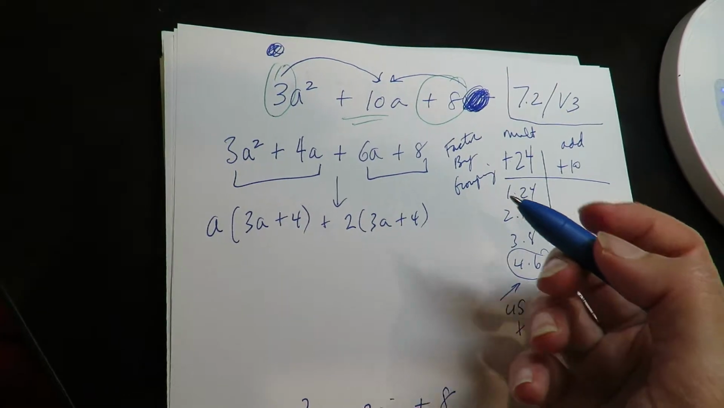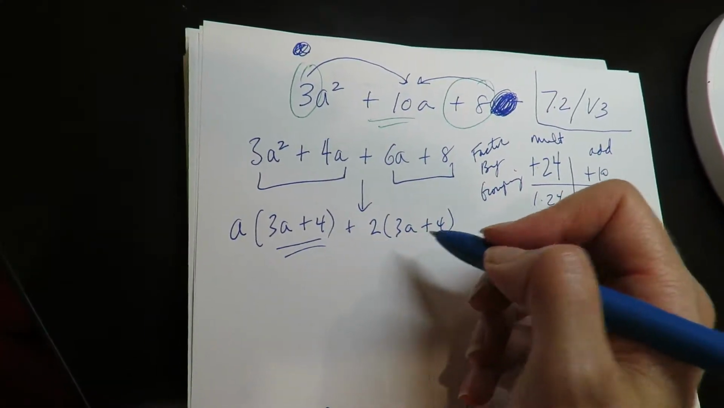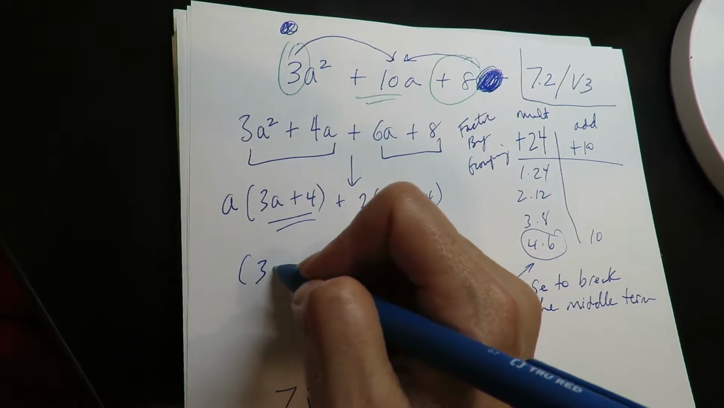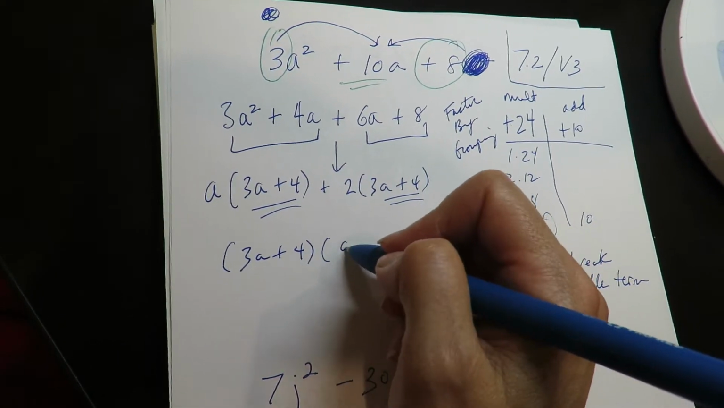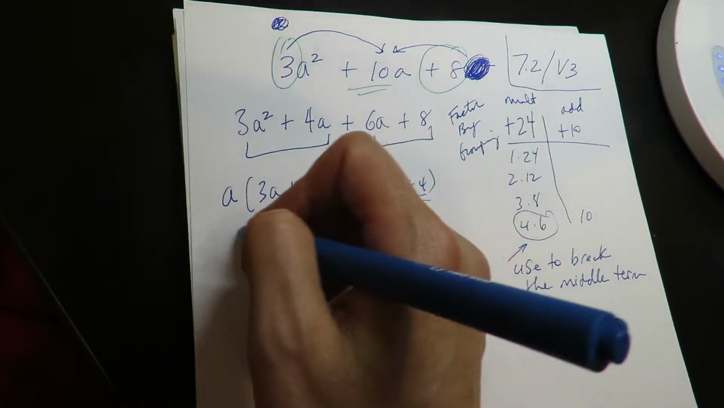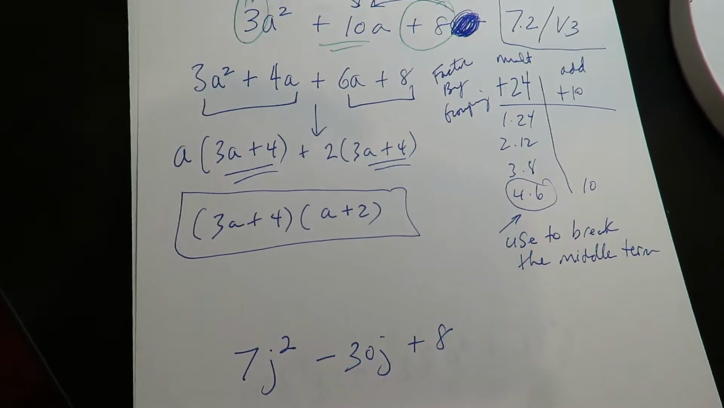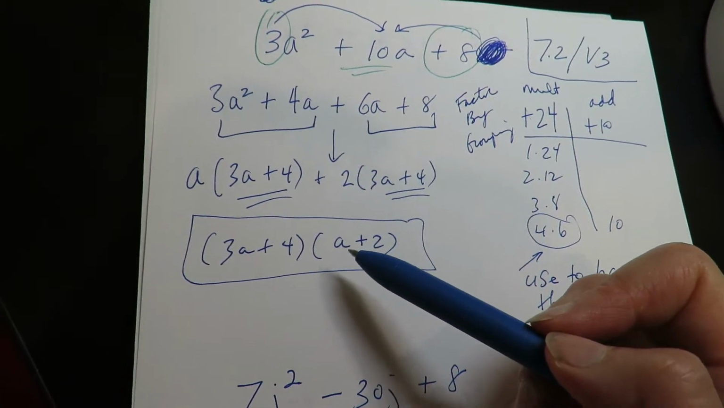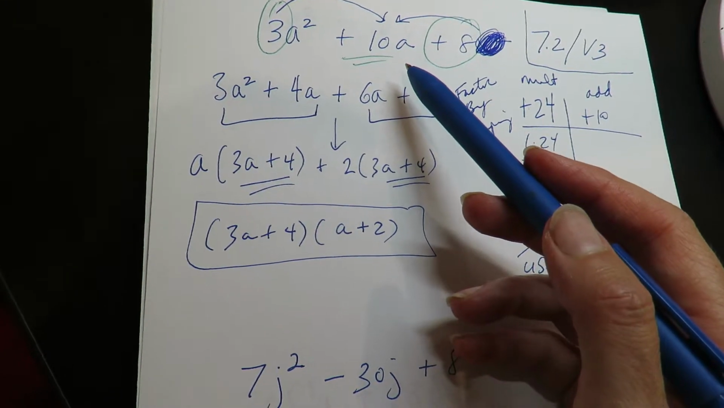Remember, factor by grouping is 2 steps. So now step 2, I take out the common binomial, and I'm left with this. And that's the final answer. And we know we can check it, because if we FOIL this out, it has to make that.